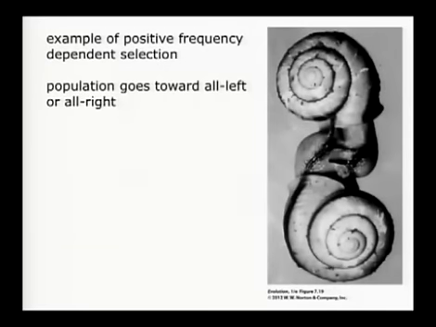Similarly, if you had a population that started out where most of them were left-handed, then being a left-handed snail would get higher fitness than a right-handed snail, and then that population would quickly go to being almost all left-handed.